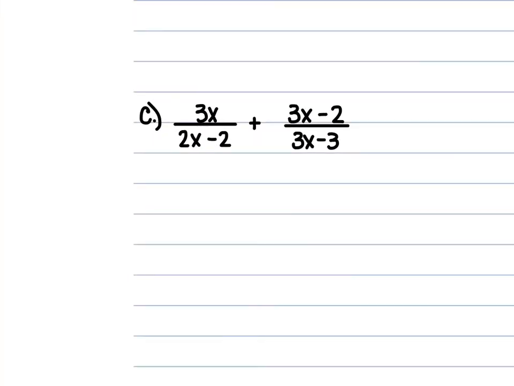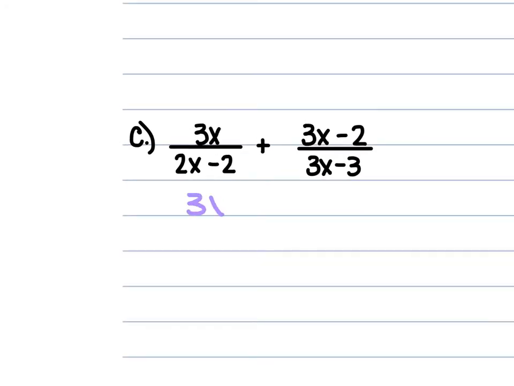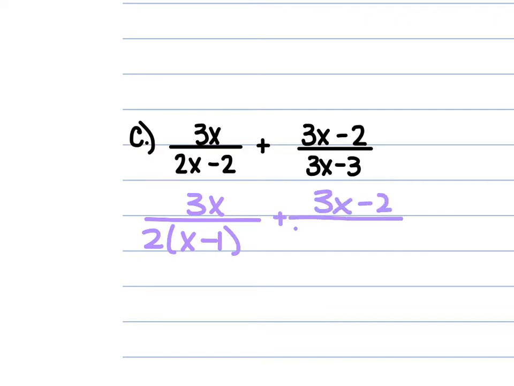If we look at C, we have 3x over 2x minus 2 plus 3x minus 2 over 3x minus 3. So I'm going to start by factoring these. We're going to have 3x over 2 times x minus 1 plus 3x minus 2 over 3 times x minus 1. So each of these have x minus 1. The first is missing a 3, so we're going to multiply the top and bottom by 3. The second, we're missing a 2, so we're going to put parentheses around that numerator and distribute in that 2.